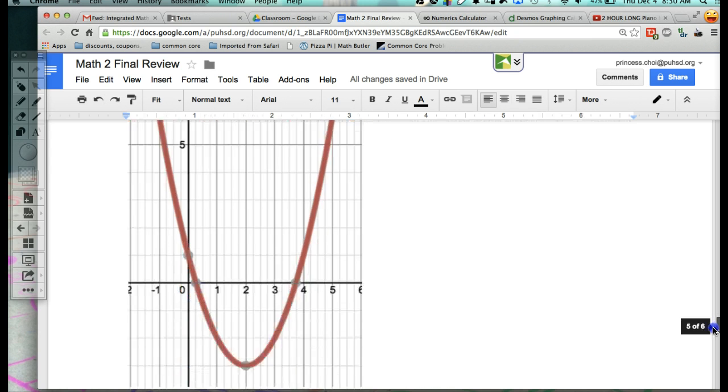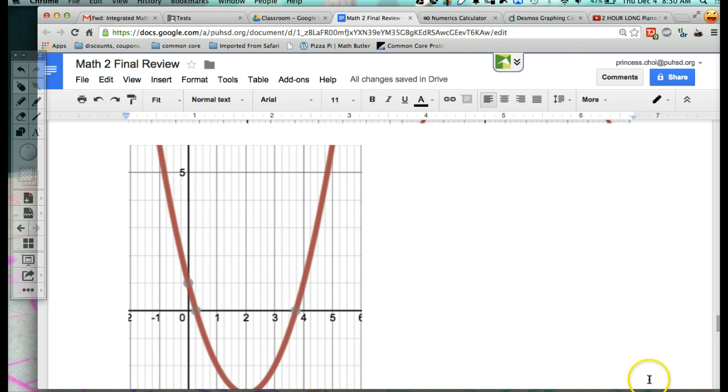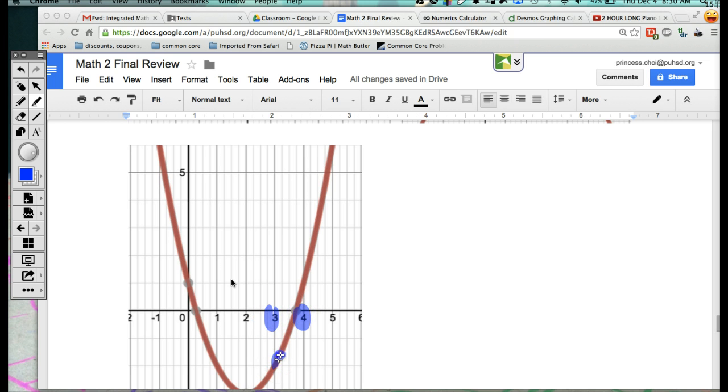And then I have one more graph. Okay? And of course on the test you have like 4 graphs. So we're looking for in between where? 3 and 4, right? Or was it 2 and 3? 3 and 4. In between 3 and 4. So let's take a look. In between 3 and 4.